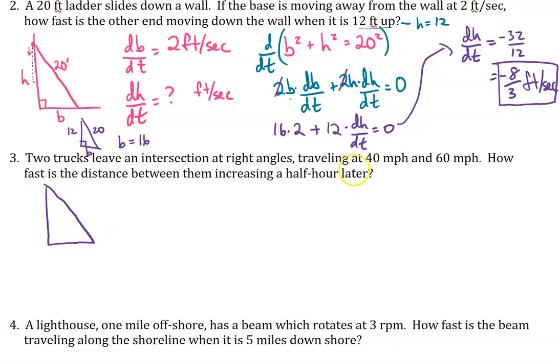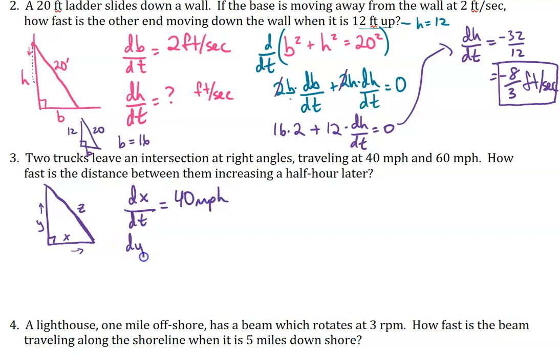And we know that, okay, in this case, this distance is increasing because one truck is going this way, one truck is going this way. I'm going to call this X, Y, and Z. You're welcome to use A, B, C if you prefer. That's a right angle. Okay, so I know that one of my trucks is traveling at 40 miles an hour, so I'll call that X. So the rate of change of the distance X, dx over dt, is equal to 40 miles per hour.